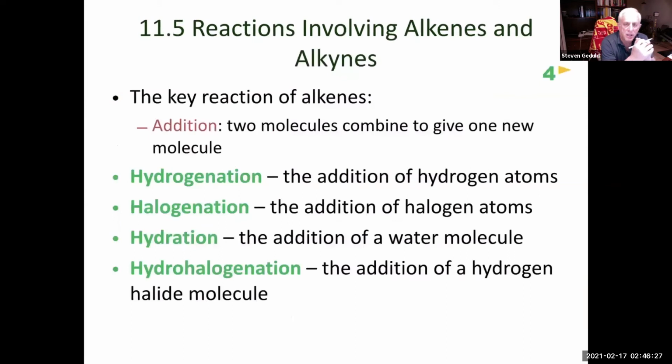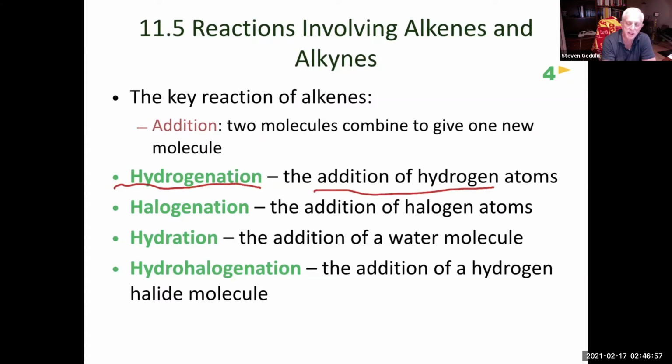Okay, so you have lots of reactions involving alkenes and alkynes. We're going over the different types of reactions. We talked about a hydration reaction, which is adding hydrogen. The key reaction of alkenes is two molecules combining to give a new molecule. You have 4 different types of reactions of alkenes and alkynes. You have the hydrogenation reaction, which is adding hydrogen.